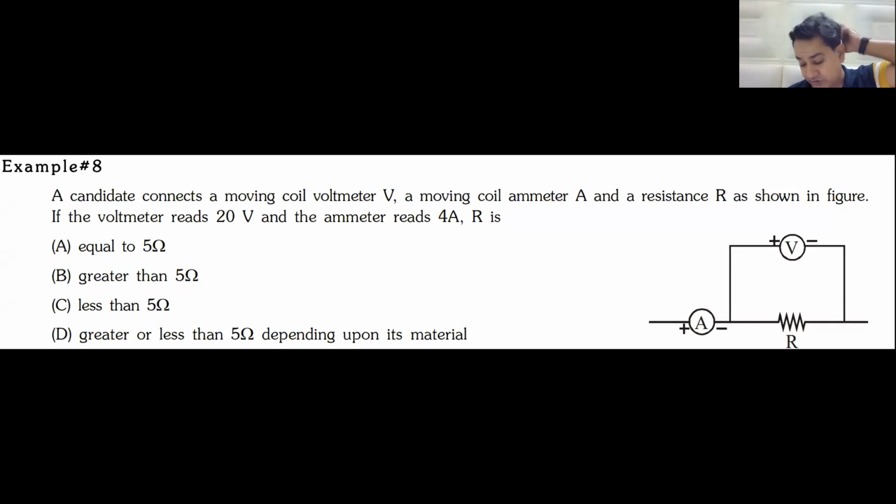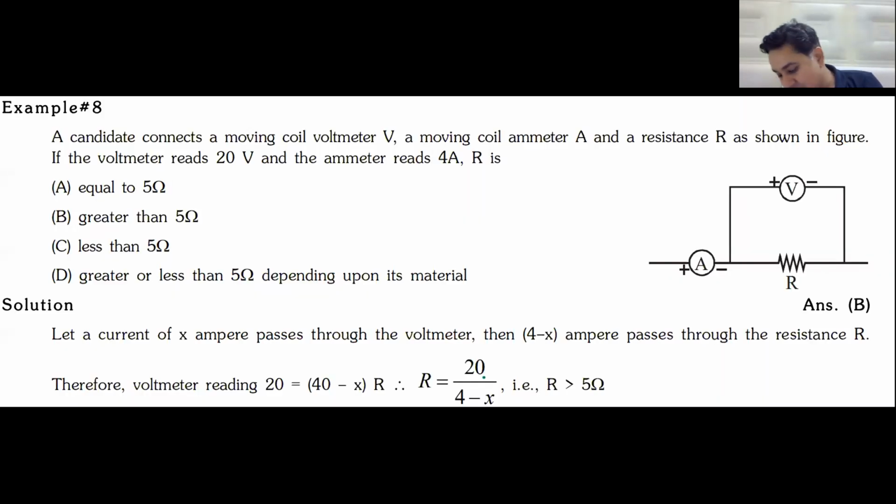So here is the next question. The candidate connects voltmeter V, ammeter A, and resistance R as shown in the figure. The reading of the voltmeter is 20. The reading of the ammeter is 4 amps. What is the value of resistance R? You have 2 minutes. Got the answer as greater than 5 ohms, and that is absolutely correct.